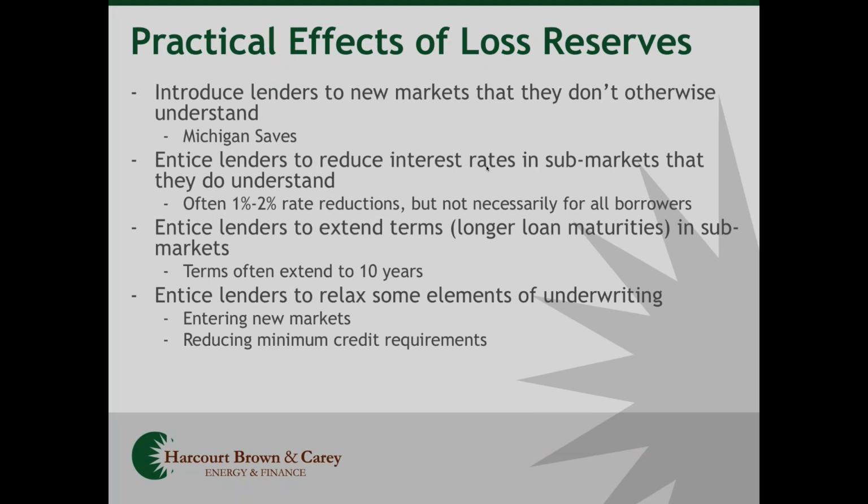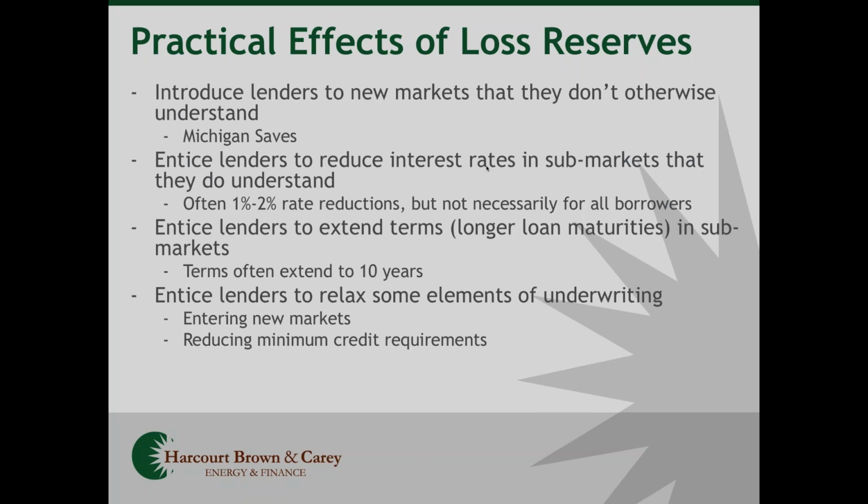Loss reserves, typically what we see is loss reserves providing longer terms. So where typical lenders will go to 5 to 7 years, we'll see loss reserves getting terms out to 10 years, sometimes a little bit more than that. We see rate reductions often in that 1 to 2% range, and we've seen that pretty typically.